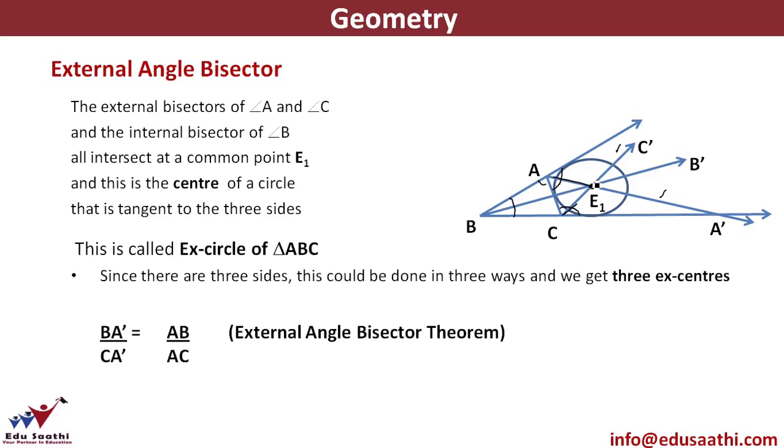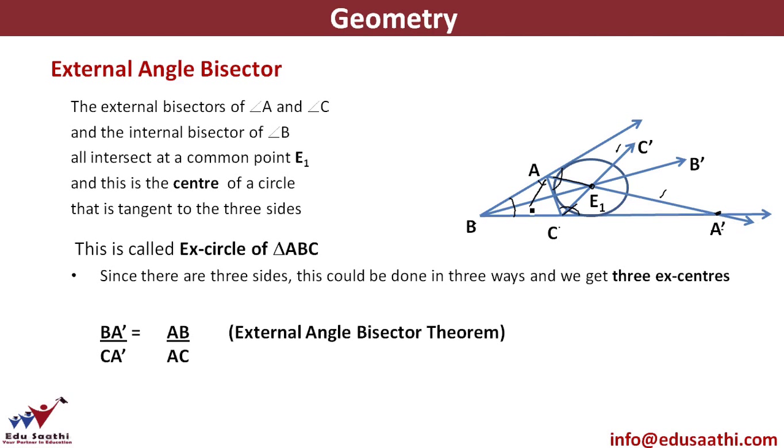would follow the rule as B, this is the B that you have, BA dash over CA dash. So that means this A dash is the point where it cuts the line which is BC. Exterior angle A has to cut BC.